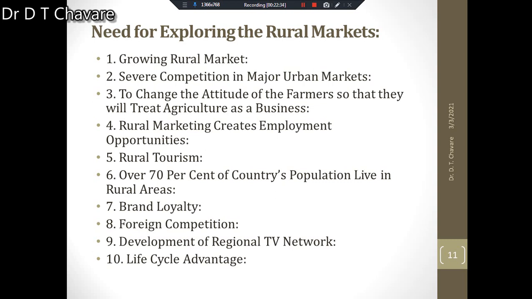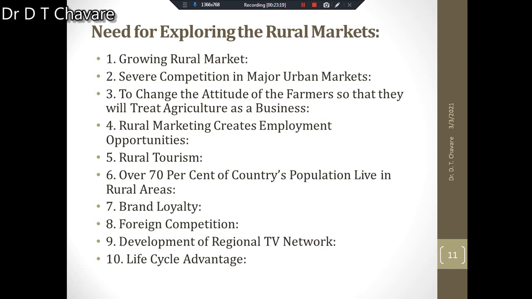Then, to change the attitude of the farmers so that they will treat agriculture as a business. It means that the attitude should be changed. Try to understand, the attitude of the farmers should be changed, because farmers should be treated as businessmen. And what type of businessman? Agri-businessman. Farmers should be treated as agricultural businessmen. This treatment is essential for their satisfaction and for improvement in the agriculture sector, and that's why there is also a need to explore rural markets.